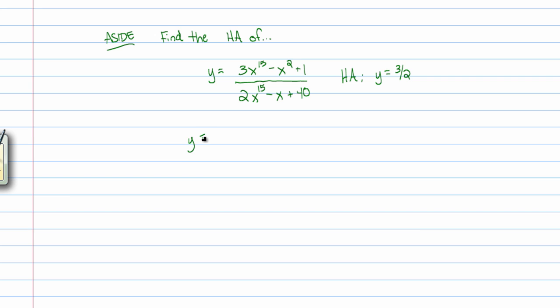If we had something like y equals negative 2x to the 10th minus x plus 1, let's just pretend, over 15x to the 30th plus x plus 4 or something like that. This is a different scenario because notice the powers are different. Well, let's be honest here. If x is really huge, like a million, what's bigger, a million to the 10th power or a million to the 30th power? That million to the 30th power is much bigger, much bigger.